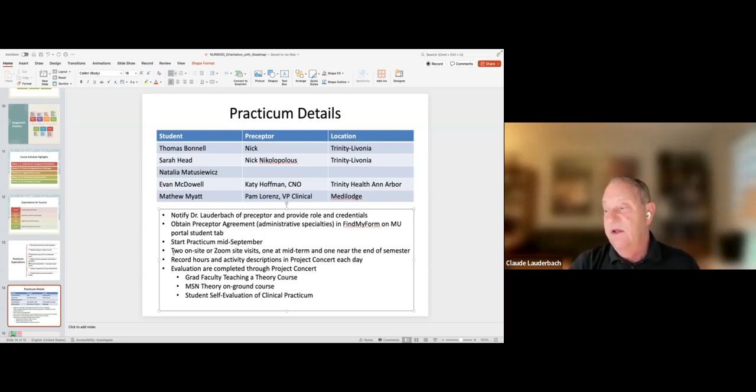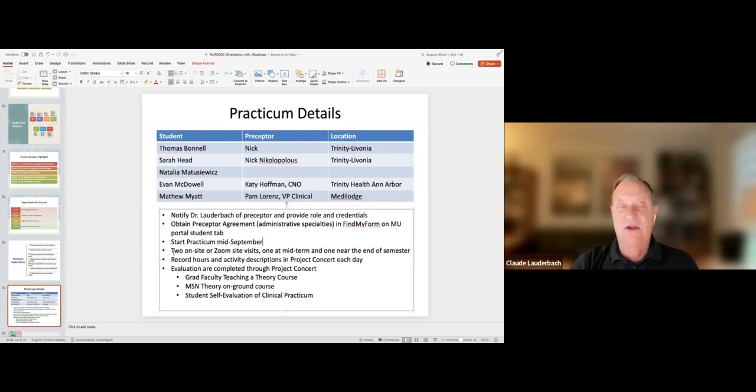The MSN theory course says on ground, even though we're not. That's just the name of the evaluation form. Those are ad hoc evals that you send to yourself. They aren't scheduled. When you go into your landing page in the course and scroll down to find the evaluation areas, you will see these already in Project Concert, and there will be a button that says ad hoc. You click it, and it will send the evaluation to you.